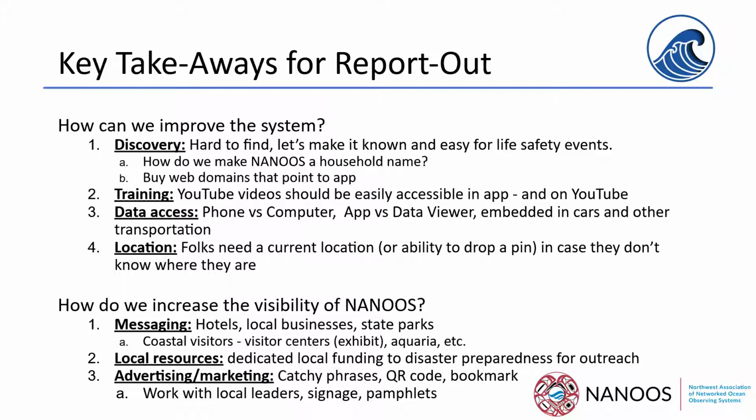App versus a data viewer embedded in cars and other transportation. So think about those GIS mapping systems that already exist. How do we partner with them or get them to see this as sort of real-time information that's necessary? Location. Folks need a current location or ability to drop a pin in case they don't know where they are. And then how do we increase the visibility of NANOOS? Messaging, hotels, local businesses, state parks.